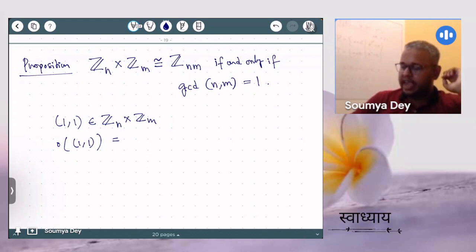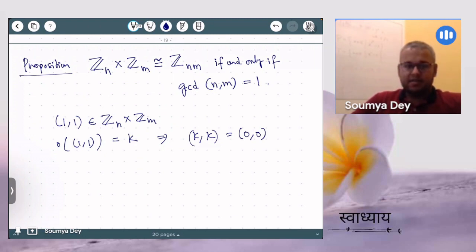So suppose this is K. But the meaning of order is what? This is the least K such that, in this case the operation is addition, you add (1, 1) K times, you will get (0, 0). So basically this implies that K times (1, 1) is equal to (0, 0). This means that both N and M divide K.